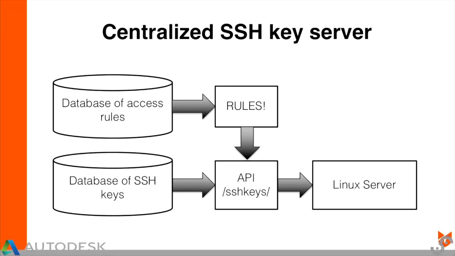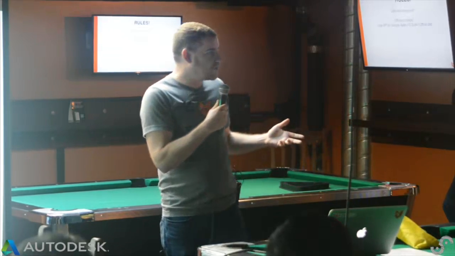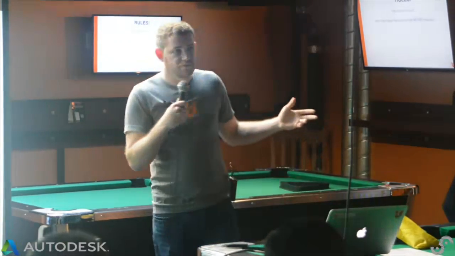We brought up some of these, but we'll spell them out. To check if the user is still employed, you could use your API on Google Apps, G Suite, whatever they call it this week, or Office 365. Maybe you have some other way, like an HR system that you can plug into. So start using all these APIs that are available to you to start building these rules. This maybe should be check number 1 if you're building this.